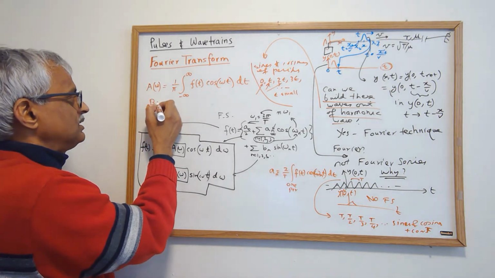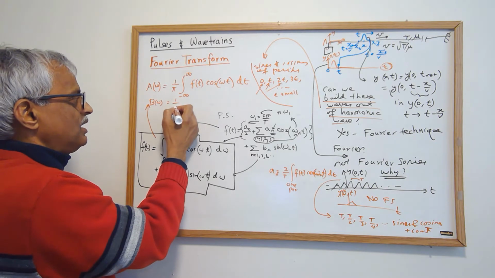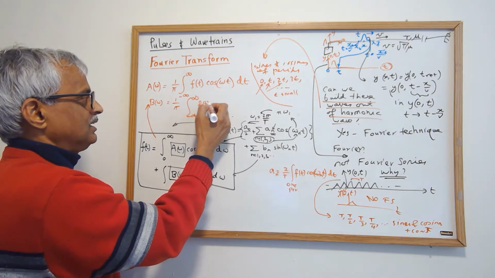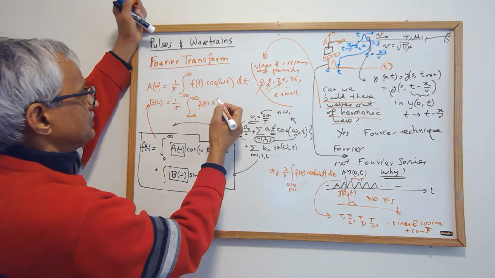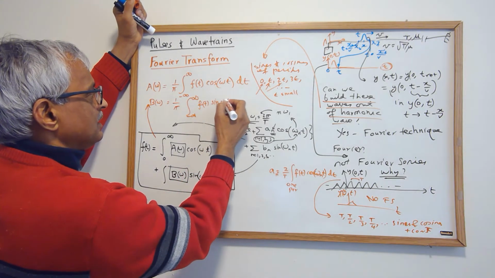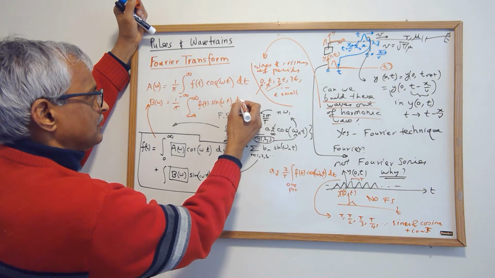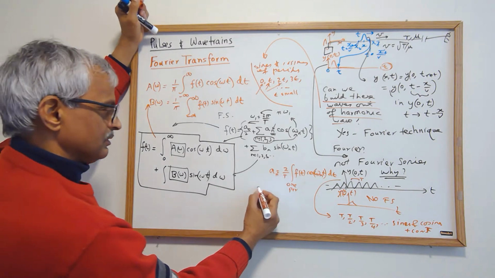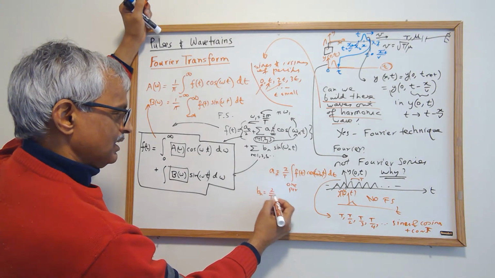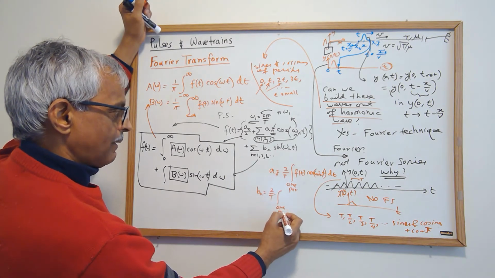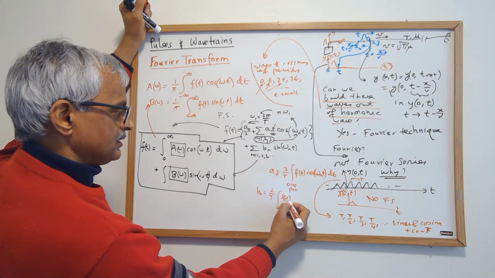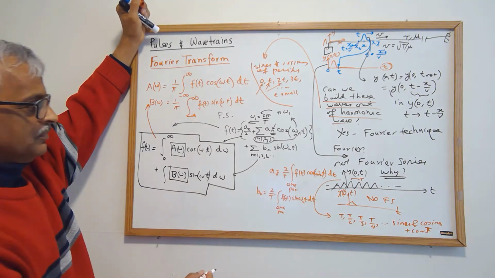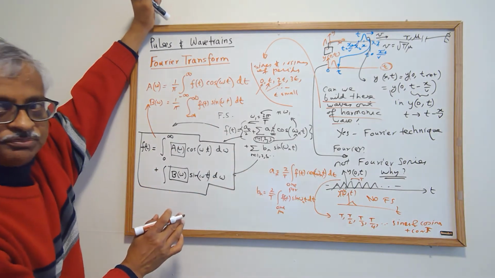B omega is similarly 1 over pi, integral from minus infinity of f of t sine omega t dt. So these correspond to Bn. The Bn over here is 2 over the period, over 1 period, f of t sine omega n t dt. Almost similar but not the same.